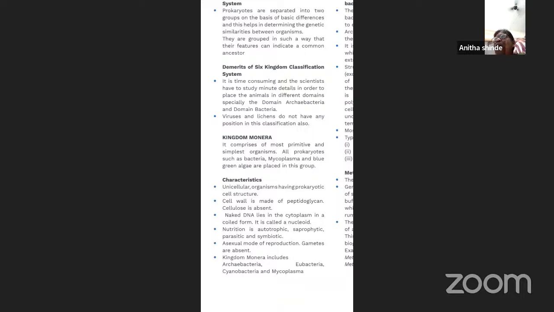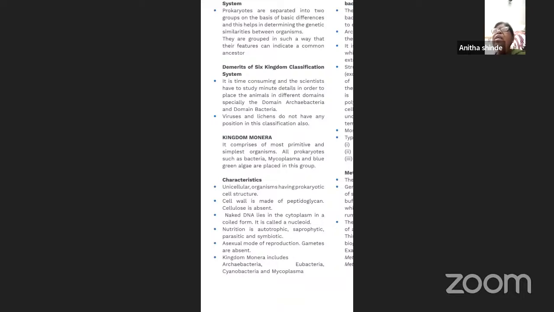We consider them under a separate group. We do not include them in any kingdom. Viruses have to be studied separately. Even the lichens are studied separately, but they are not confined to one kingdom or one system. So we can say that they are totally excluded. That is why we separate the viruses under the heading viruses. Likewise, lichens also we separate under the lichens heading, but not under Protista, nor under Monera, nor under Plantae, nor under any of the classification systems. So we need to study them under different systems.